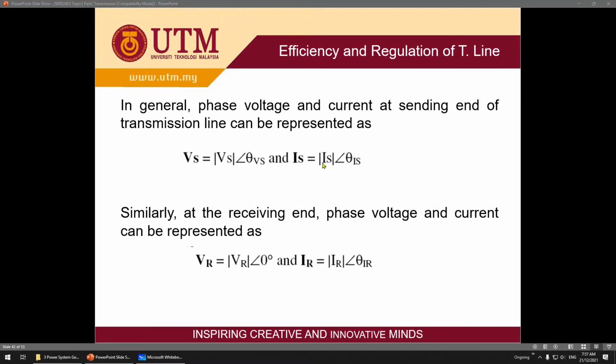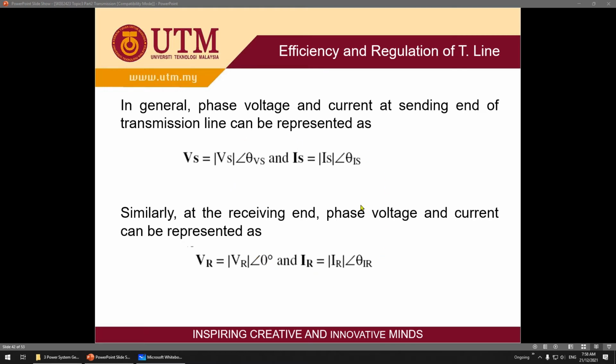Okay, so we continue with efficiency and regulation. Voltage regulation. In general, the phasors of the voltage and current at the sending end of the transmission line can be represented like this, and at the receiving end like this. As you can see, the difference is at the receiving end, where we use the receiving voltage as the reference, 0 degree. Make sure you know that this is 0 degree.